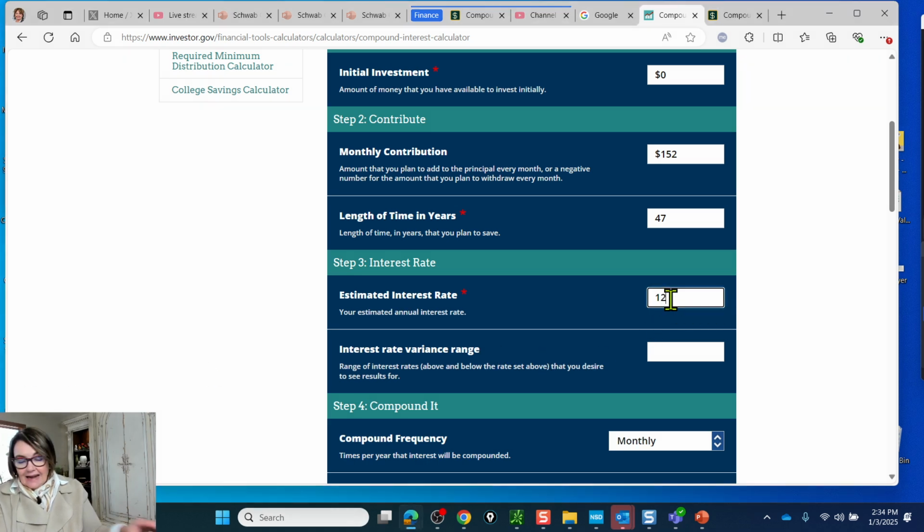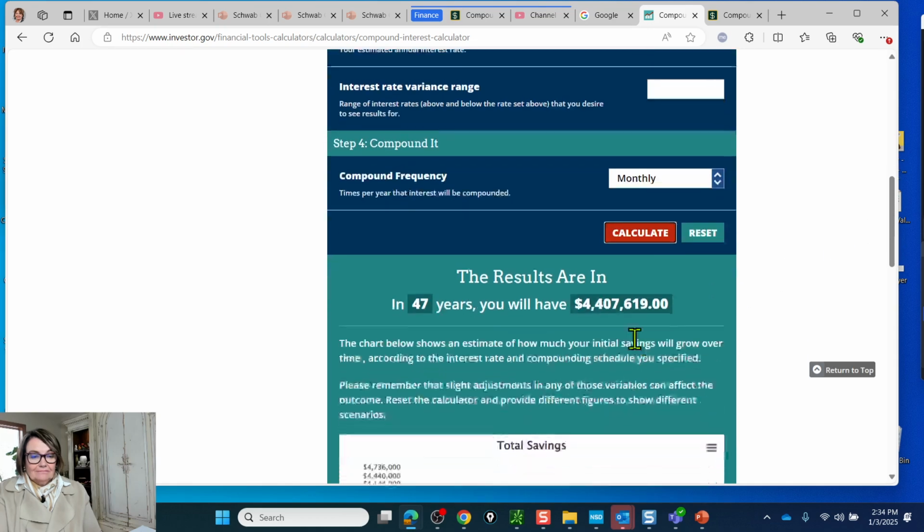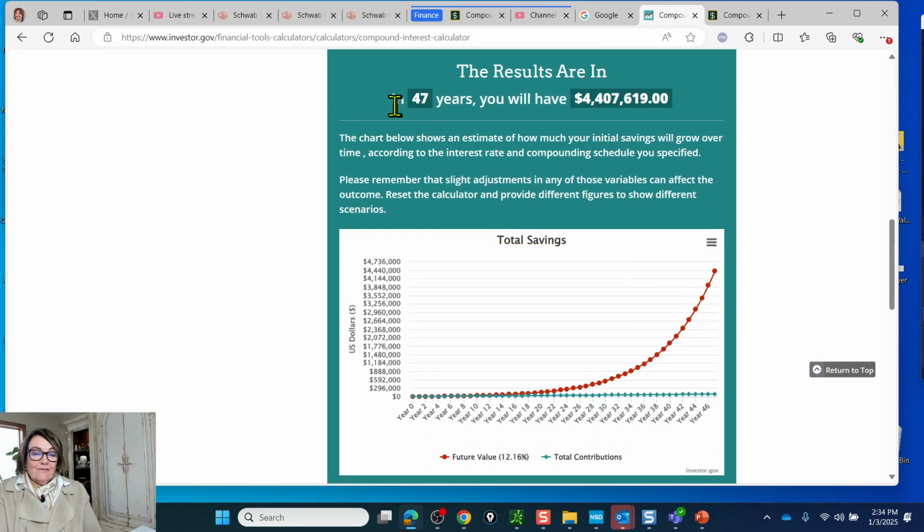So we're going to take that average interest rate of 12.16%, that $152 a month, which is $5 a day times 365 days a year, compound it monthly, and what do we get? In 47 years, that $5 a day will translate into $4.4 million. Like, that is kind of mind-blowing, isn't it?